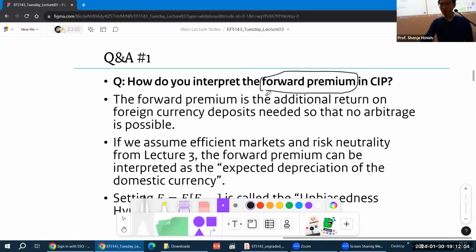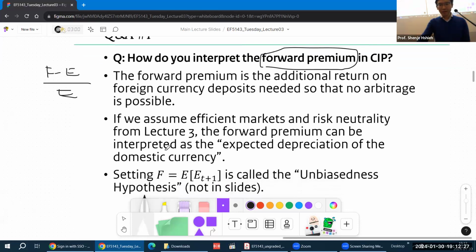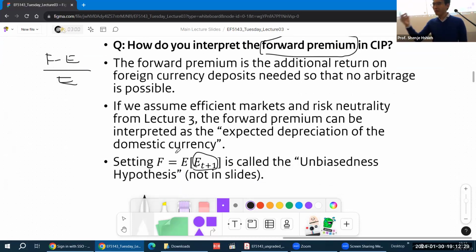But let me tell you how to interpret the forward premium. So the definition of the forward premium in this class is F minus E over E. And the way to interpret this so-called premium or return is just think of F as the expected future spot rate that the investor thinks is going to take place in the future, right? So if F is equal to, for example, E T plus 1, where 1 is 1 year from now, then F minus E over E is the expected return of the foreign currency in terms of domestic currency, right? Or the expected depreciation of the home currency. So that's how you should think about the forward premium.